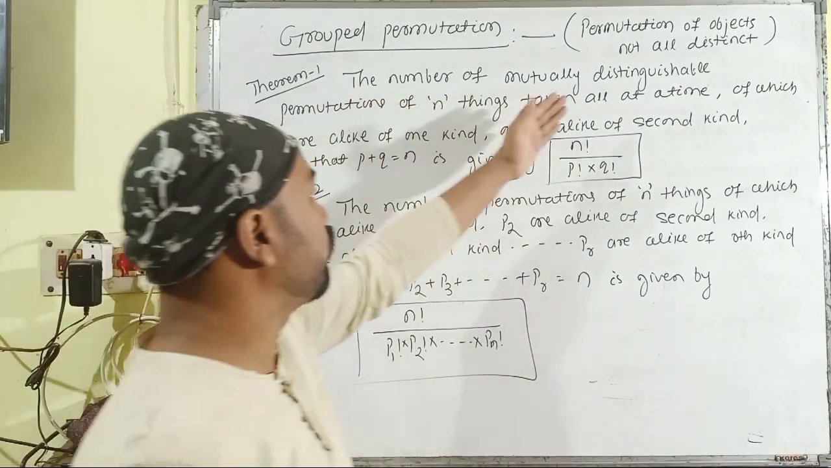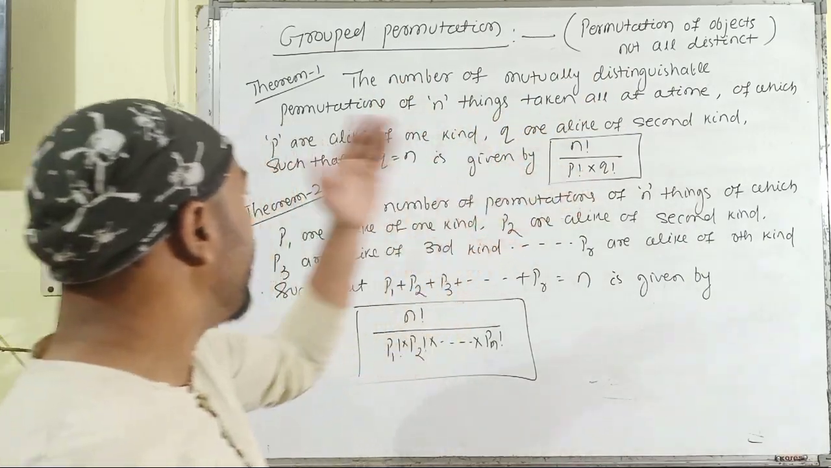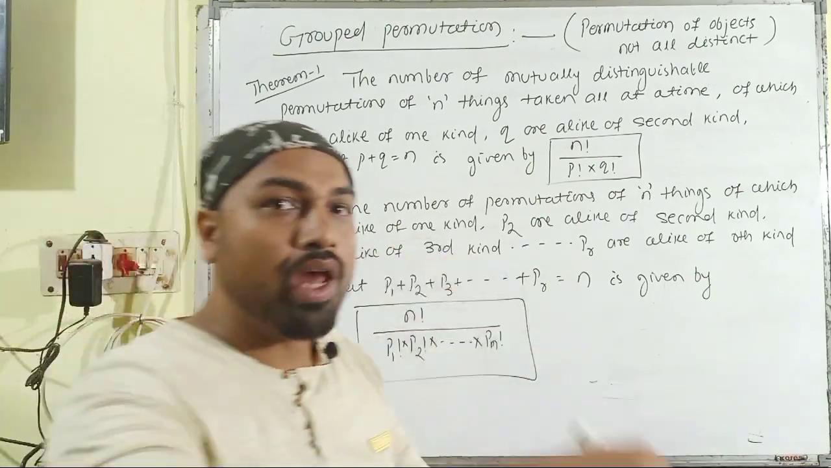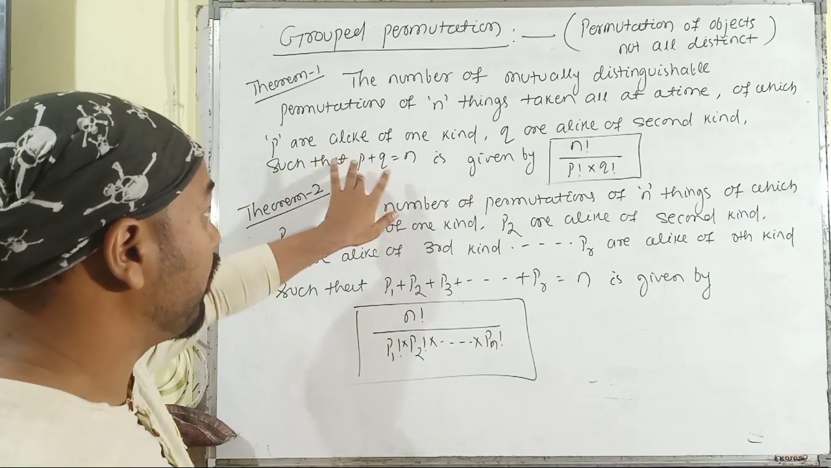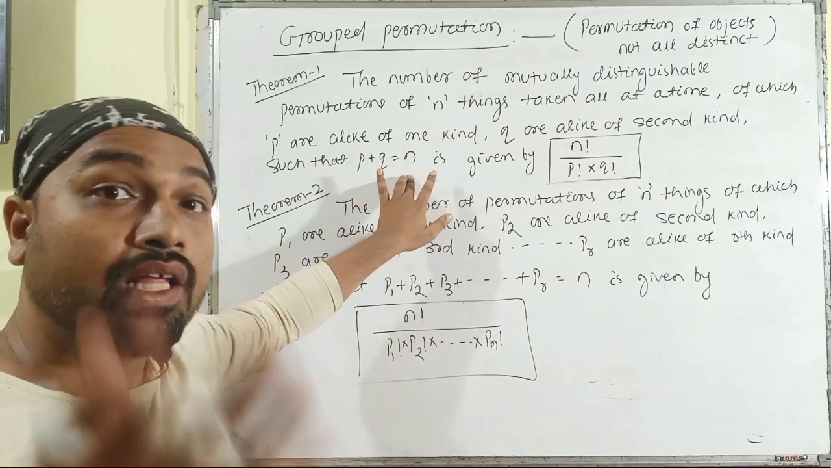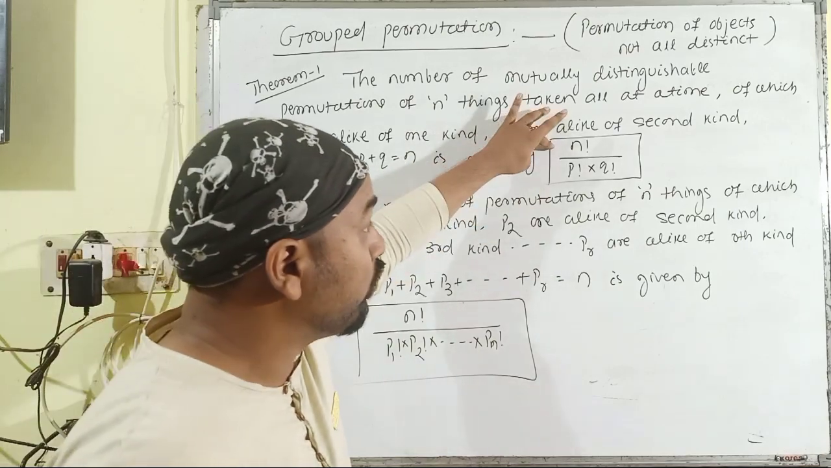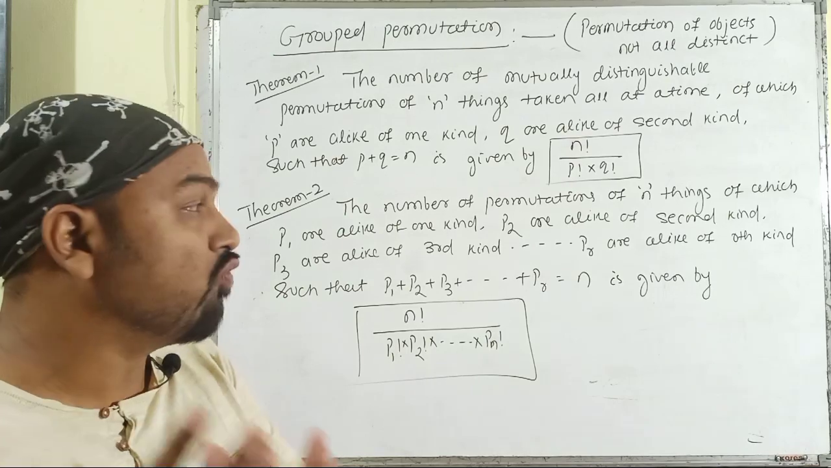The number of mutually distinguishable permutations of n things taken all at a time, of which P are alike of one kind and Q are alike of the rest, of the second kind, such that the sum of P and Q is equal to n, is given by n factorial divided by the multiplication of P factorial and Q factorial.